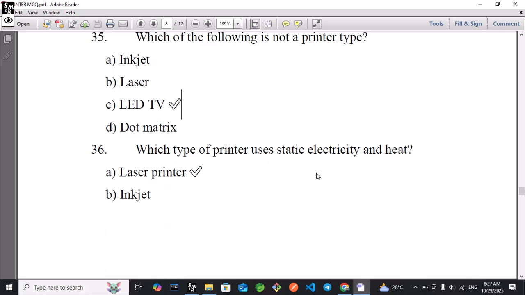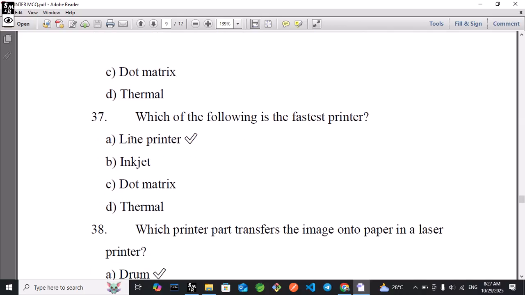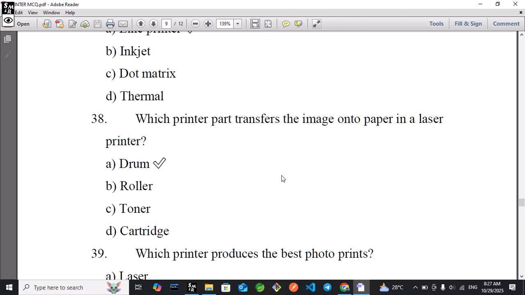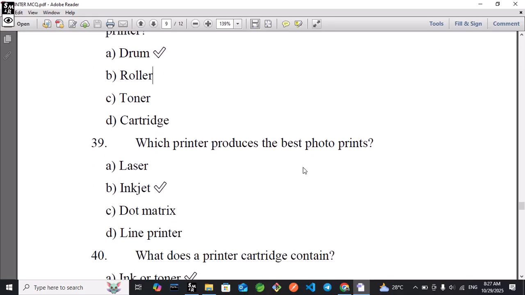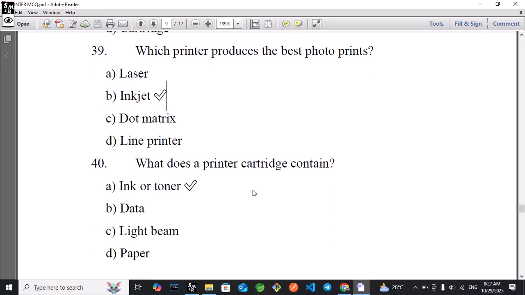Which type of printer uses static electricity and heat? Laser printer. Which of the following is the fastest printer? Line printer. Which printer part transfers the image onto paper in a laser printer? Drum. Which printer produces the best photo prints? Inkjet printer.